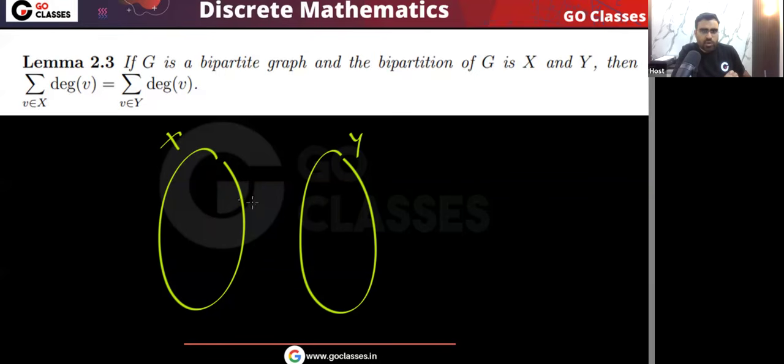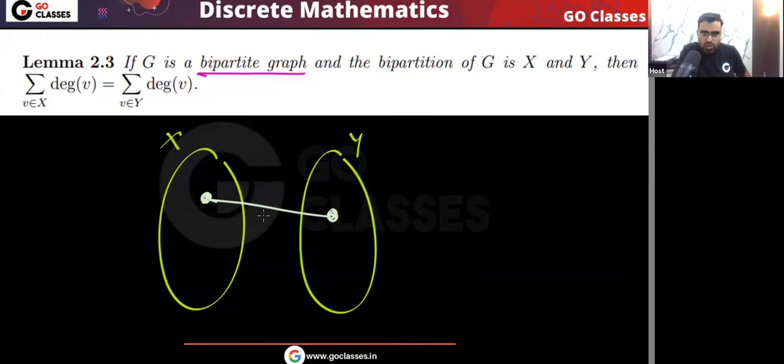What is the reason? Because remember, this is a bipartite graph, so every edge will connect one vertex from here to one vertex from here. Yes or no? If I put some edge, let's assume this edge, then what will happen? The total degree of part X will increase by 1, and the total degree of part Y also will increase by 1. Okay, is this clear?